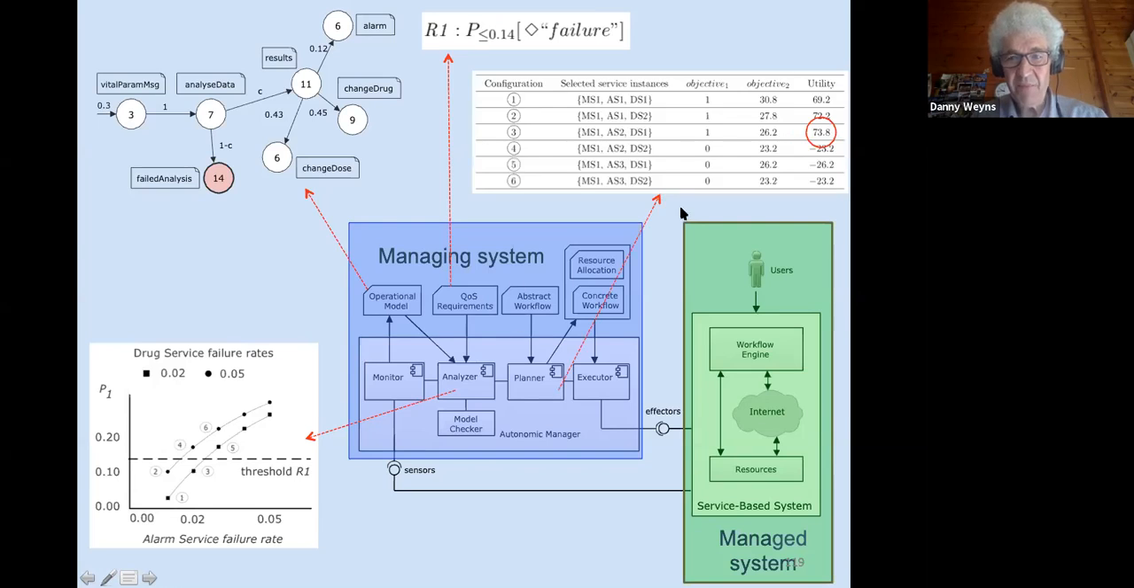And at the end, the planner can take all these computations of the utility and then see which of the selected service instances that have been analyzed should I pick. And the one with the highest utility is then selected for adapting. And that change is then applied by the executor.